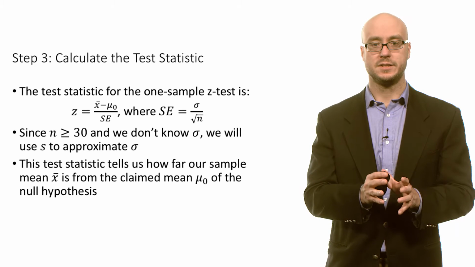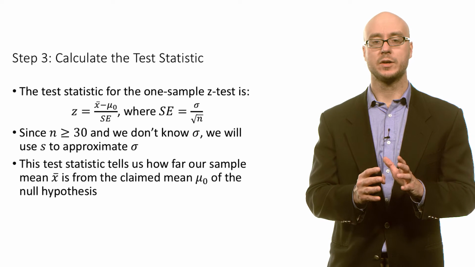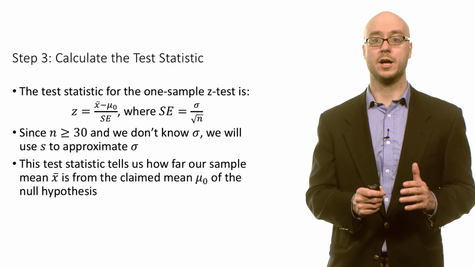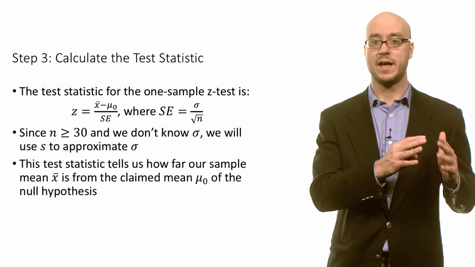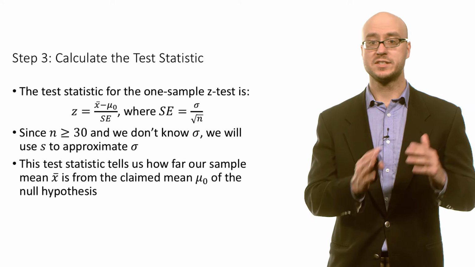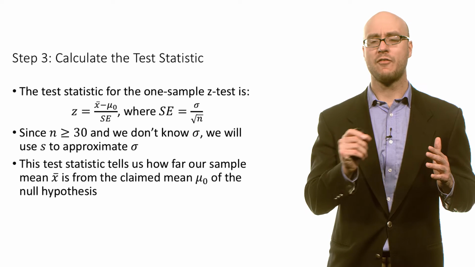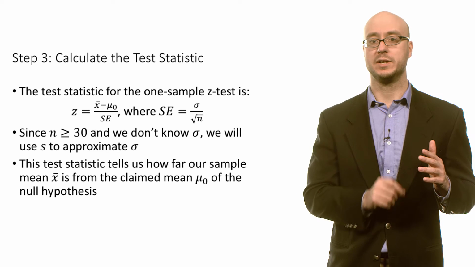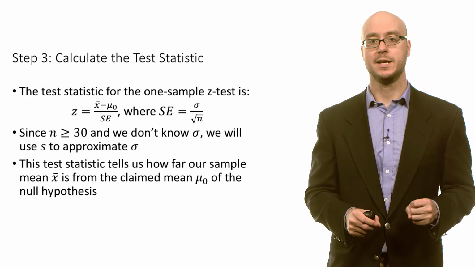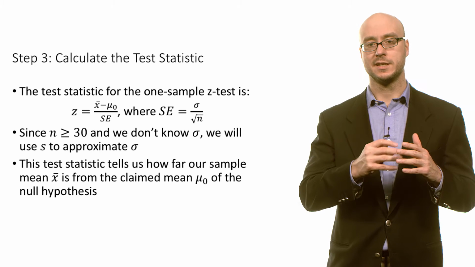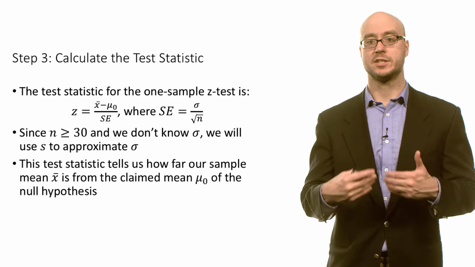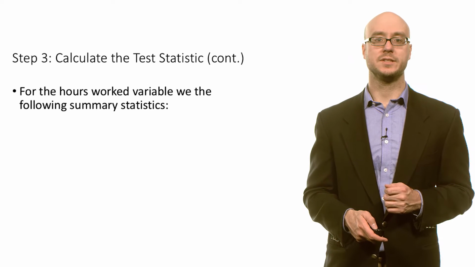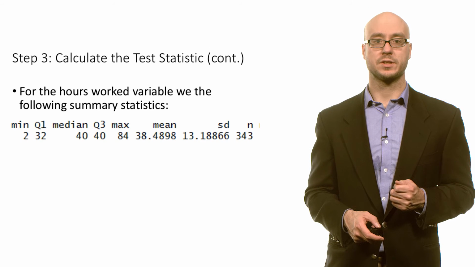The z-test statistic is saying that the CEO thinks that the sampling distribution is centered on mu naught, on this claimed value of the null hypothesis. So if that CEO is correct, how far away is our sample mean from that claimed value of the population mean on that sampling distribution? If that z-test statistic is really extreme, it suggests that we should reject the null. So let's actually calculate a z-test statistic for the CEO's claim.